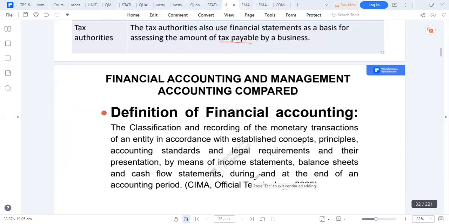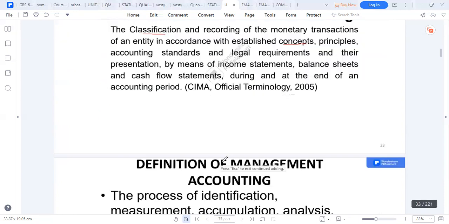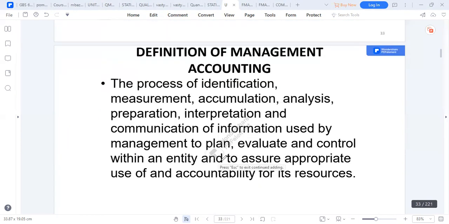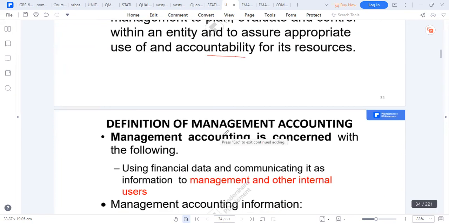So financial accounting has already been defined as the classification and recording of monetary transactions within the established regulations. Management accounting is a process of identifying, measuring, accumulating, analyzing, preparing, interpreting, and communicating information used to evaluate and control an entity, and to assure appropriate use of accountability. Basically, it's for internal use.